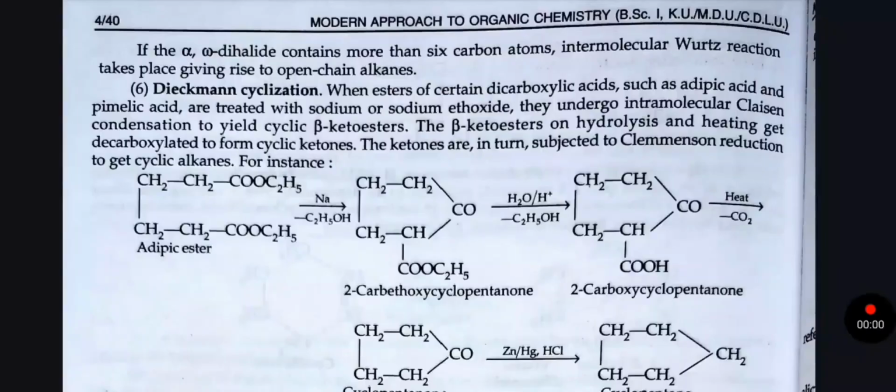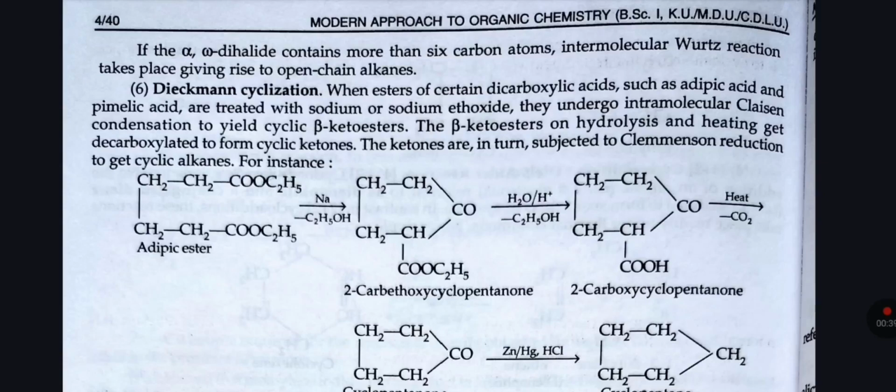Sixth, Dieckmann cyclization. When esters of certain dicarboxylic acids such as adipic acid and pimelic acid are treated with sodium or sodium ethoxide, they undergo intramolecular condensation to yield cyclic beta-ketoesters. The beta-ketoesters on hydrolysis and heating get decarboxylated to form cyclic ketones. The ketones are in turn subjected to Clemmensen reduction to get cyclic alkanes.